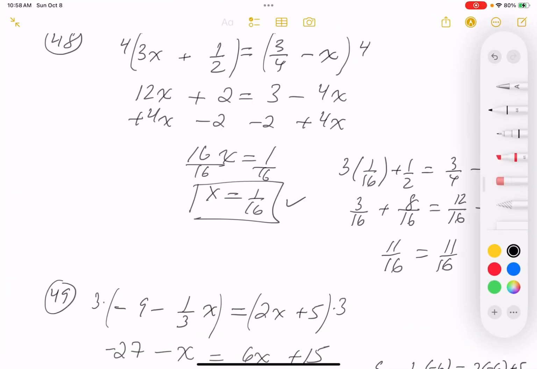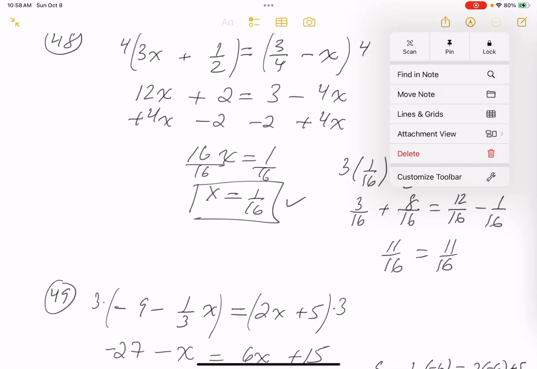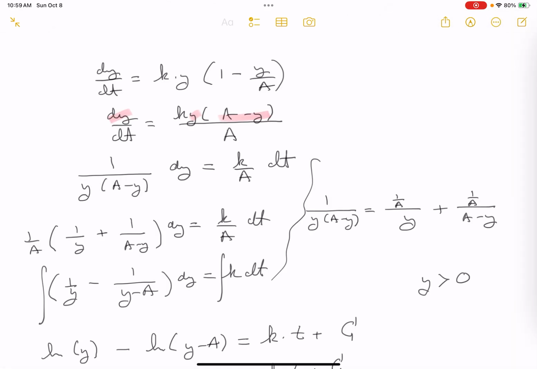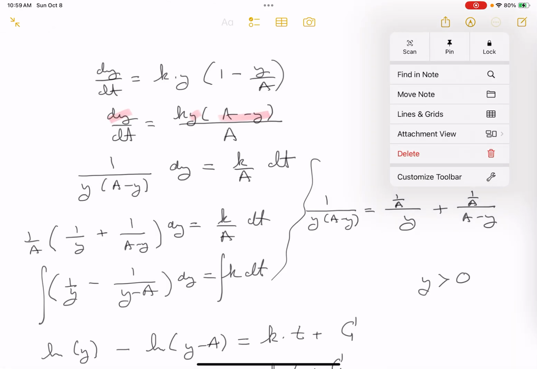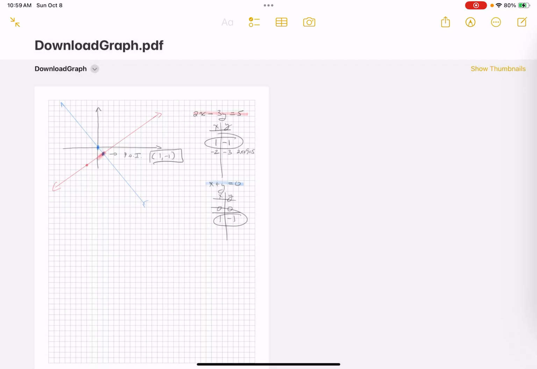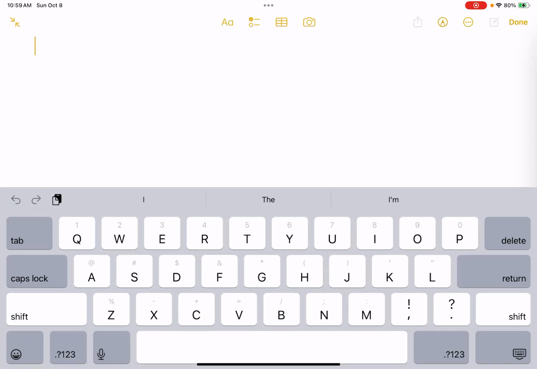Let's see, delete this one, and I'm going to delete this one too. These are from a different class, by the way. Let me just start a new one, and let me get rid of the keyboard. And let's start. We're on 81 now, all right?